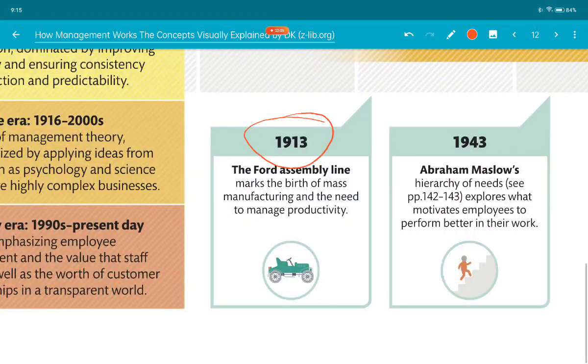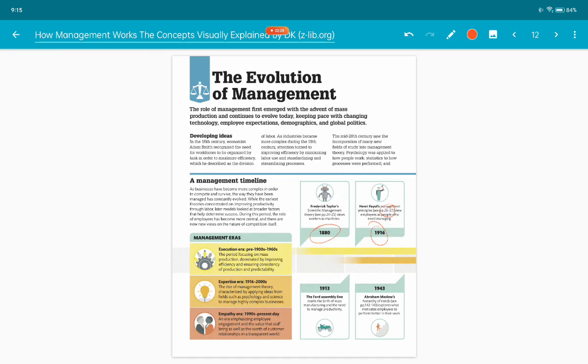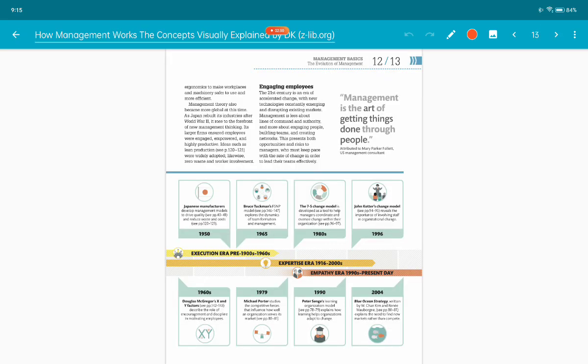Then there is 1913, the Ford assembly line. This marks the birth of mass manufacturing and the need for managed productivity. Then there is Abraham Maslow's hierarchy of needs, exploring how to motivate employees to perform better in their work. Let's move to the next slide.